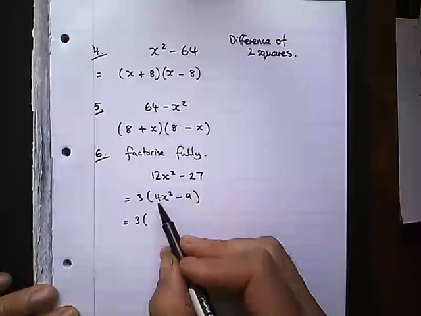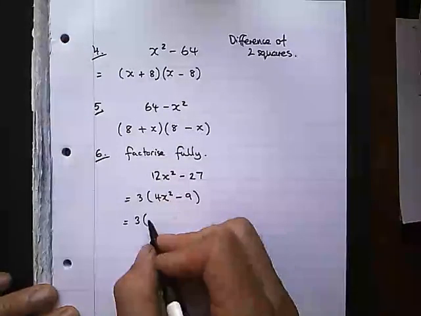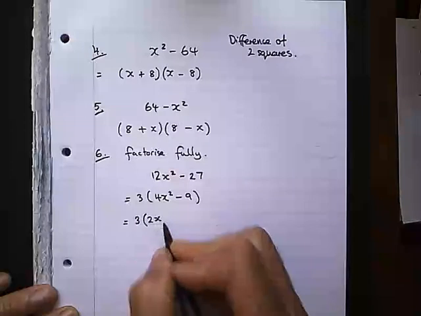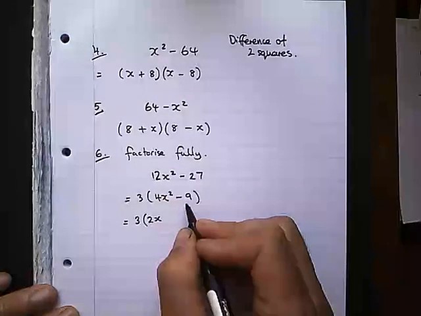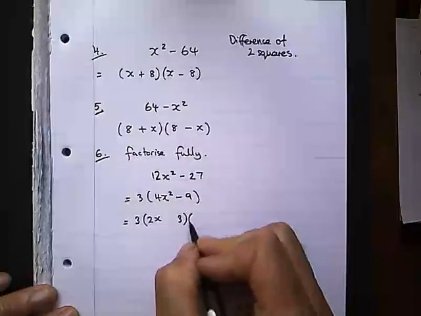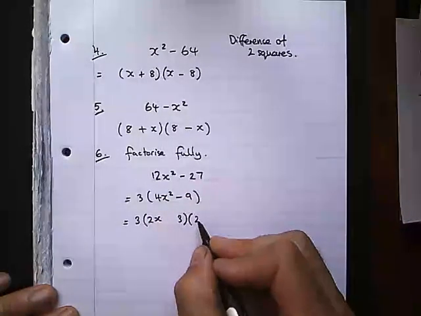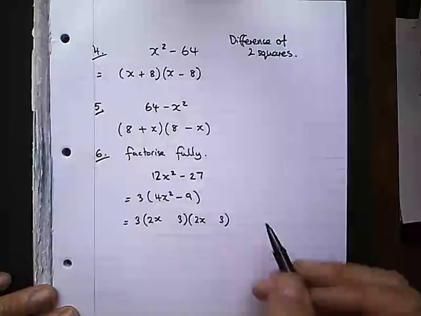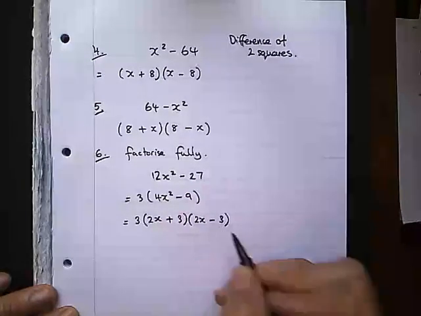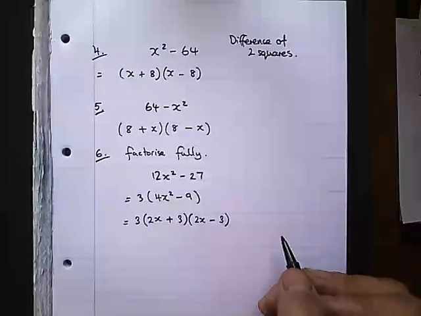Right, the square root of 4 is 2. The square root of x squared is x. So 2x times 2x will get you 4x squared. The square root of 9 is 3. And let's do the other bracket. We're going to have 2x and 3 again. And because it's a difference of two squares, I just need to pop in my plus and my minus. And that's it factorized fully.